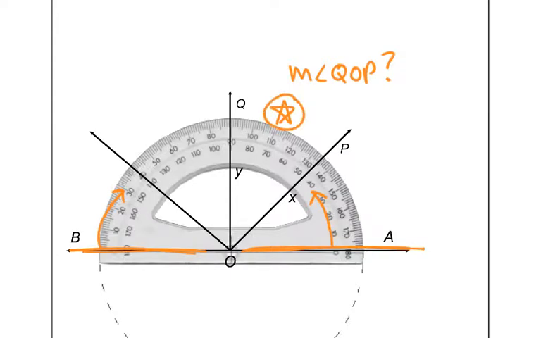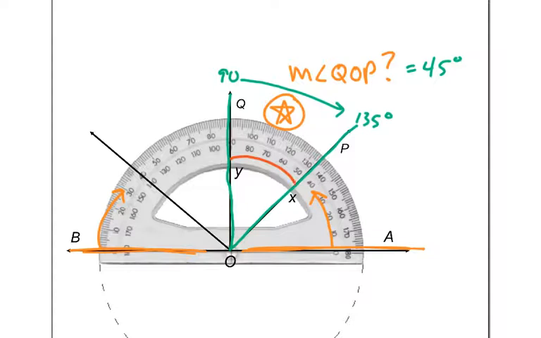It looks like the ray OP is going through, oh gosh, maybe 135 degrees if I'm using the outer numbers. And OQ, using the outer numbers, looks like it's going through 90 right at it. So I'm traveling from 90 to 135. How far did I travel? From 90 to 135, that's about 45 degrees. And we'd be right. If we want, we can actually take the inner numbers instead and use these. Let's see what happens.